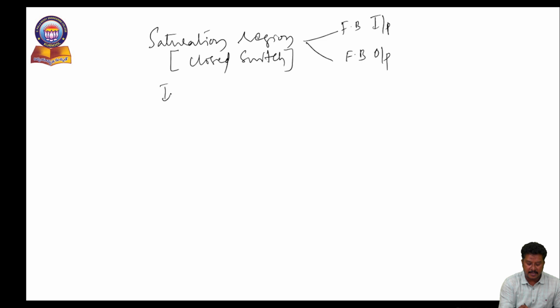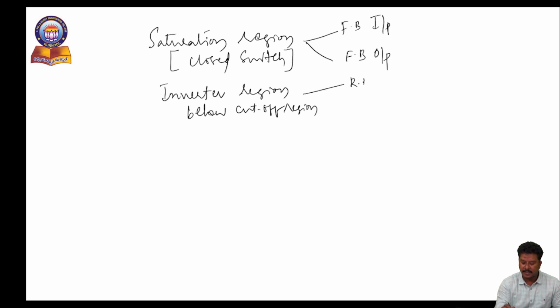If I want to use the transistor in the inverter region, below cutoff region, I have to use the input as reverse bias and the output as forward bias. Exactly opposite to the active region condition, where input is forward bias and output is reverse bias in the amplifier case. Whereas in the inverter region, the input is reverse bias and the output is forward bias. All these regions we come across, especially in the configurations. This is the knowledge we require from the configuration and at the same time the biasing conditions.